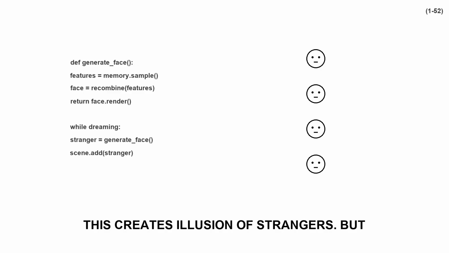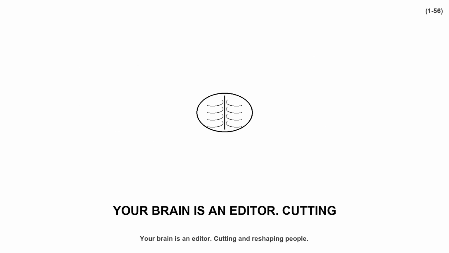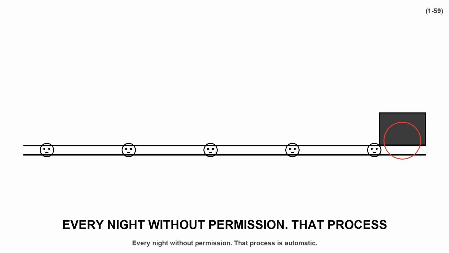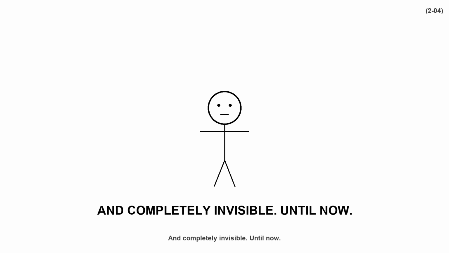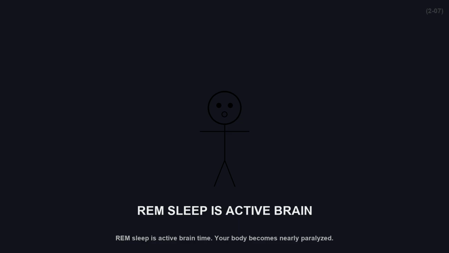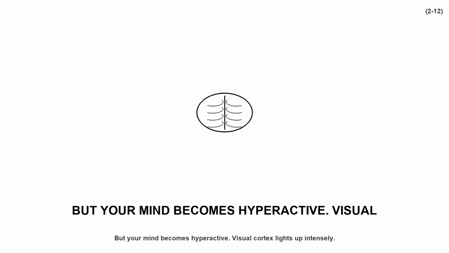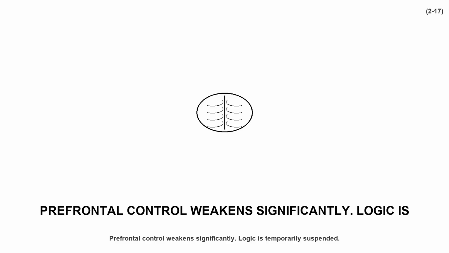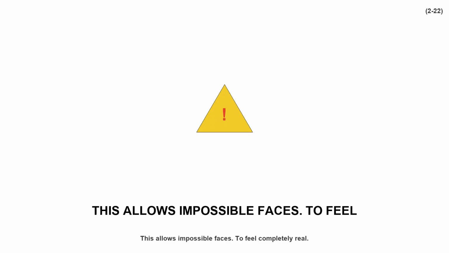But they are composites. Your brain is an editor. Cutting and reshaping people. Every night without permission. That process is automatic. And completely invisible. Until now. REM sleep is active brain time. Your body becomes nearly paralyzed. But your mind becomes hyperactive. Visual cortex lights up intensely. Prefrontal control weakens significantly. Logic is temporarily suspended. This allows impossible faces to feel completely real.